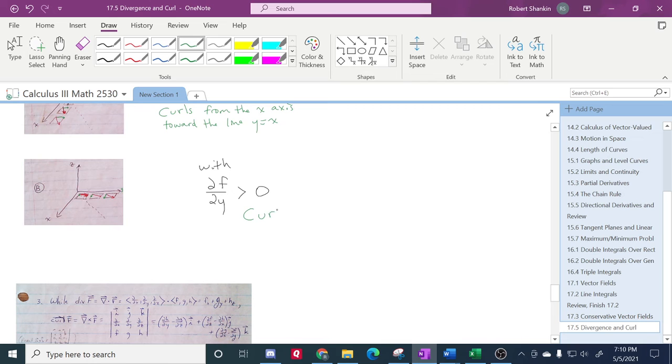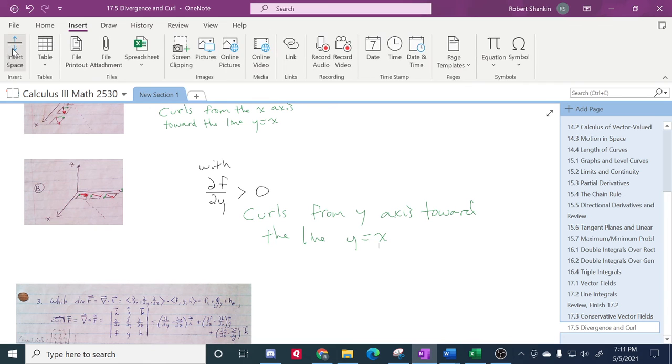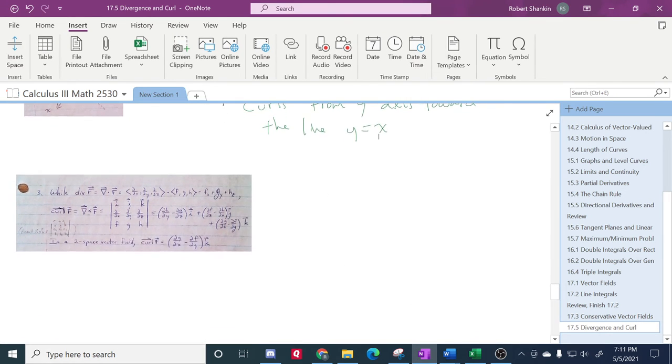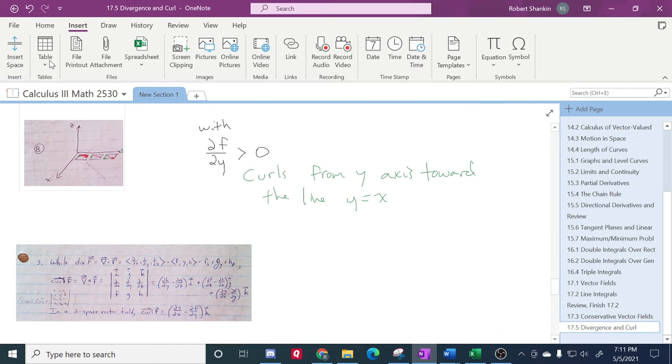and we say that it curls from the y-axis toward the line y equals x. Okay, and let's get a little more space here. That didn't work.